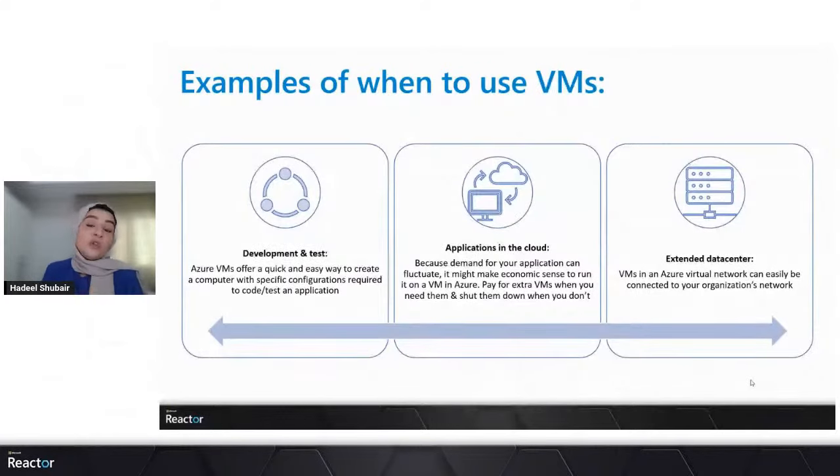Another example of when you can use virtual machines is applications in the cloud. Since the demand for your application can fluctuate, it might make more sense to run your application on a virtual machine in Azure. You can pay for extra virtual machines when needed, and you can remove them and shut them down when you don't need them anymore.